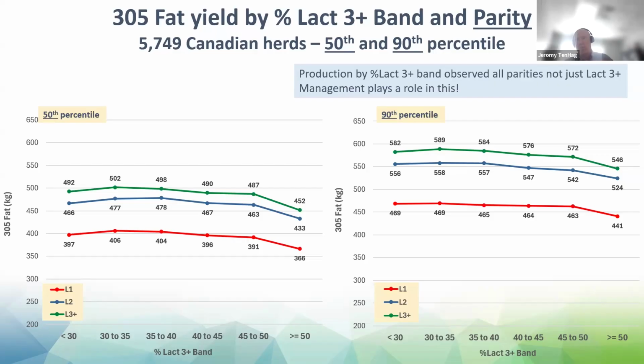And I think management plays a role in this. So you think, we're talking about lactation 3 plus in the herd. Well, how does that impact first lactation animals? That's not even what we're looking at. I think management plays a role on all facets of the herd, not just the older cows. And I think that's why we would see the patterns the way we see them here.